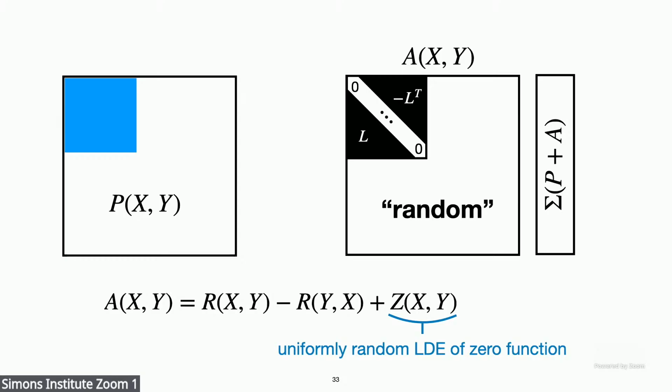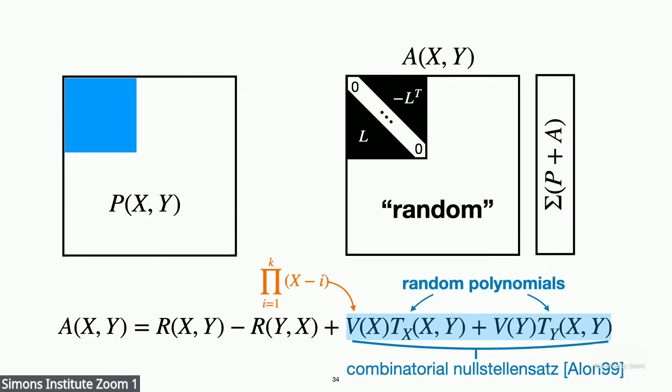Now you may be asking, the prover is going to write down this uniformly random low degree extension of the 0 function. How can I trust that it's actually 0 on the thing? We're not. We're just going to use some facts about polynomials. Rather than writing down a random low degree extension of the 0 function, you can instead use this combinatorial Nullstellensatz. Any low degree extension of the 0 function will factor into two parts, or I guess dimension, like number of variables, many parts.